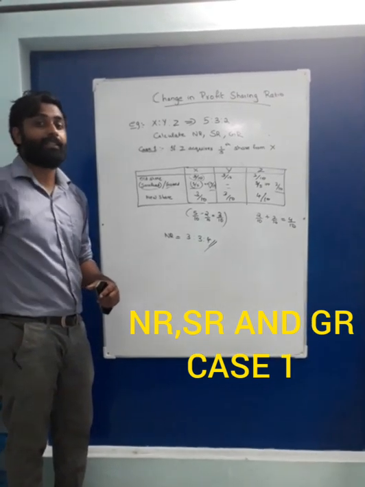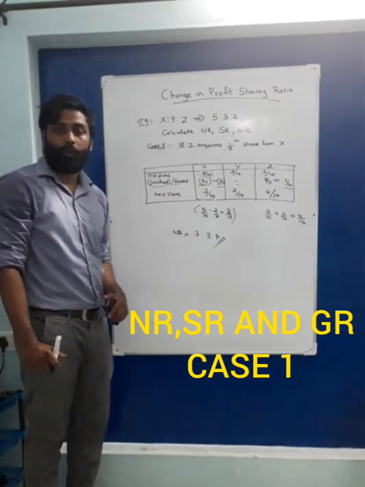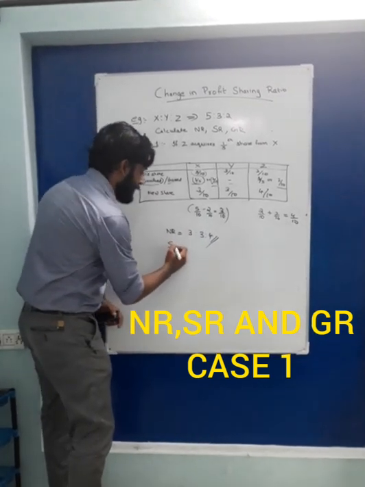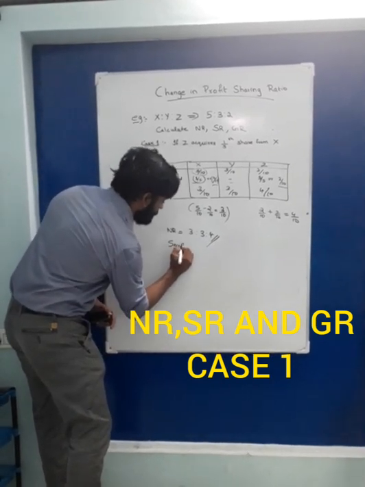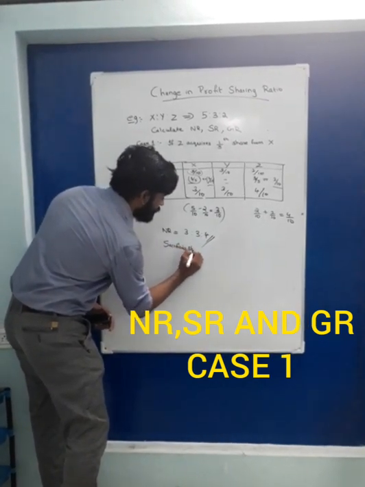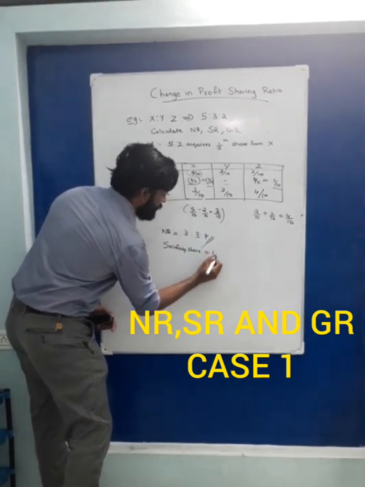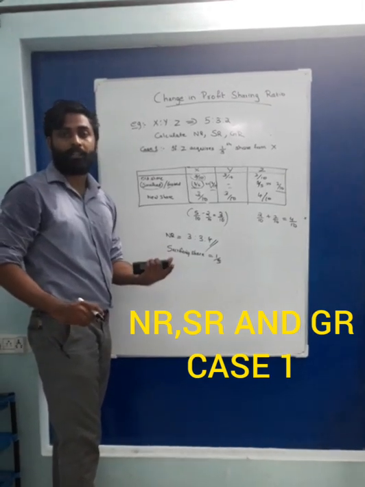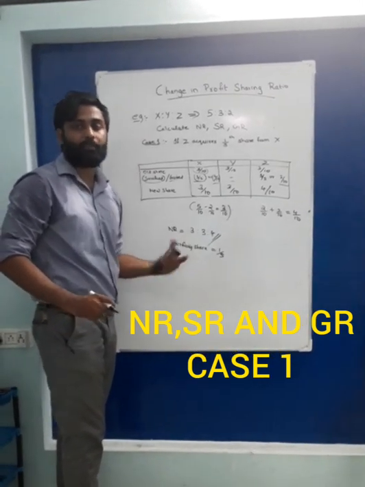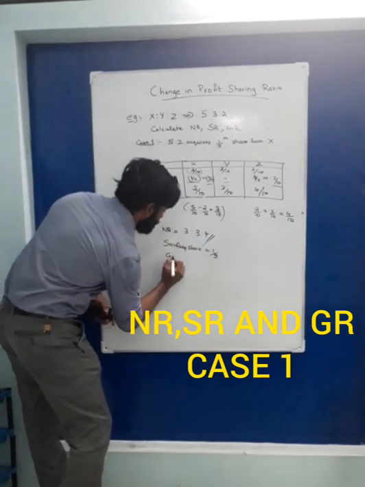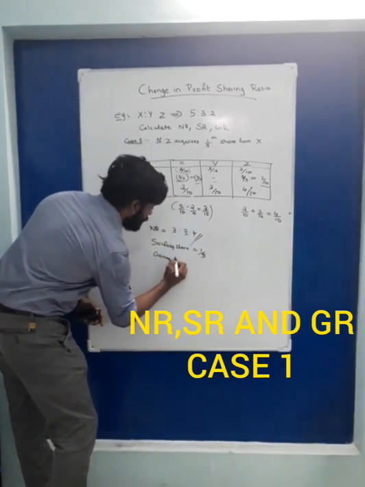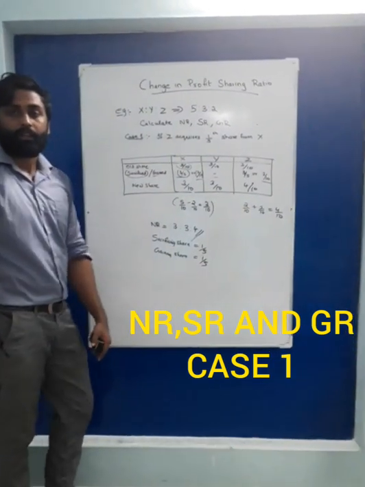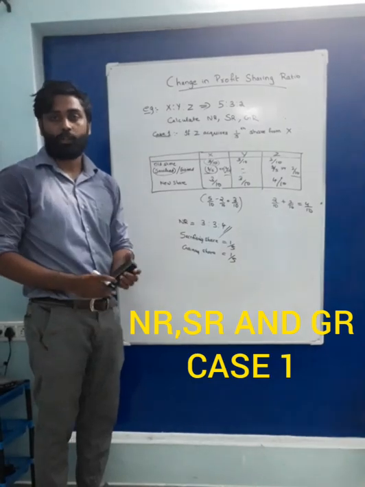Then we have to calculate the sacrificing ratio. Since there is only one partner sacrificing, the sacrificing share is 1/5. There is no sacrificing ratio, since there is only one partner, so we can describe it as 1/5. And the gaining share is equal to 1/5. This is how case 1 can be solved.